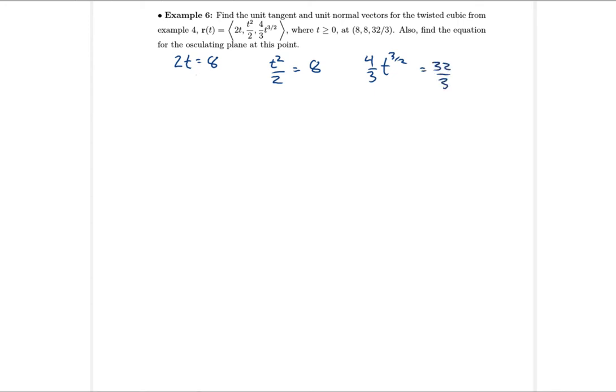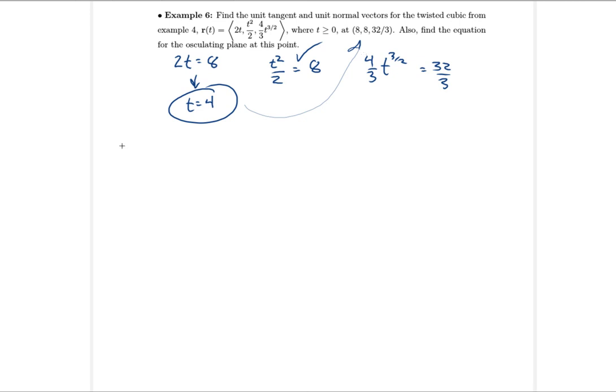So start with the easy stuff, right? We can see here t equals 4. If I put 4 in here, does this work? Yes, because I'd have 16 over 2, which is 8, so it works out there. If I put t equals 4 in here, you're going to get 8 when you raise it to the 3/2, and so that'll be 32/3. So t equals 4 is what goes along with this point here. So we need to find the unit tangent at 4. We need to find the unit normal at 4.